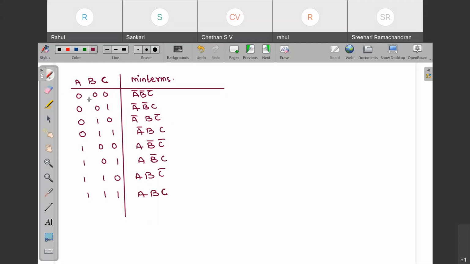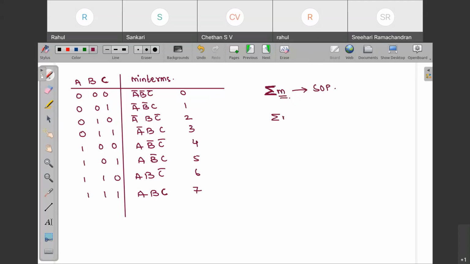Now look, these are your binary numbers. The equivalent decimal will be 0, 1, 2, 3, 4, 5, 6, 7. So when I write this expression, this sigma m corresponds to SOP, sum of products. Basically, we mean a sum of min terms.